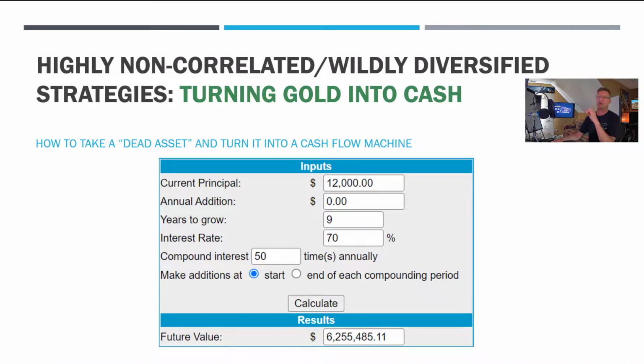And how powerful is it? Well, I want to be careful with this. The disclosures, we always give the disclosures. There's no guarantees in the market. I can't make you any promises.